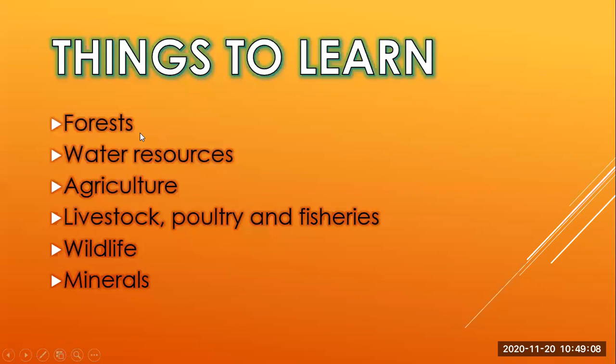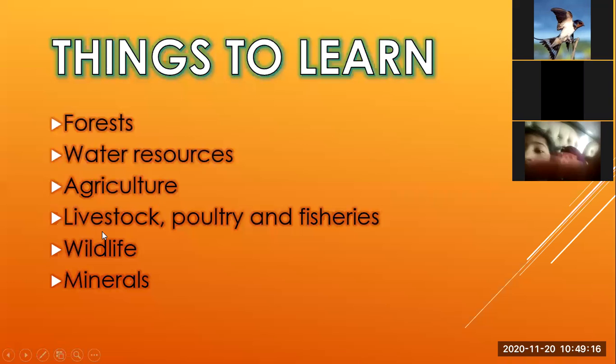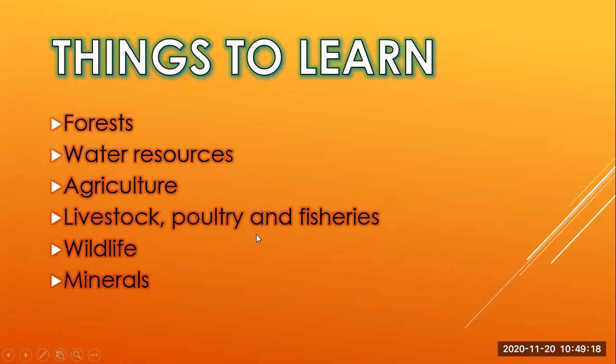The main topics are forest, water resources, which we call irrigation as well, agriculture, livestock, poultry and fisheries, wildlife, and minerals. These are the topics or the bullets of your chapter, which we are going to learn one by one. Okay, so let's start from the forest.